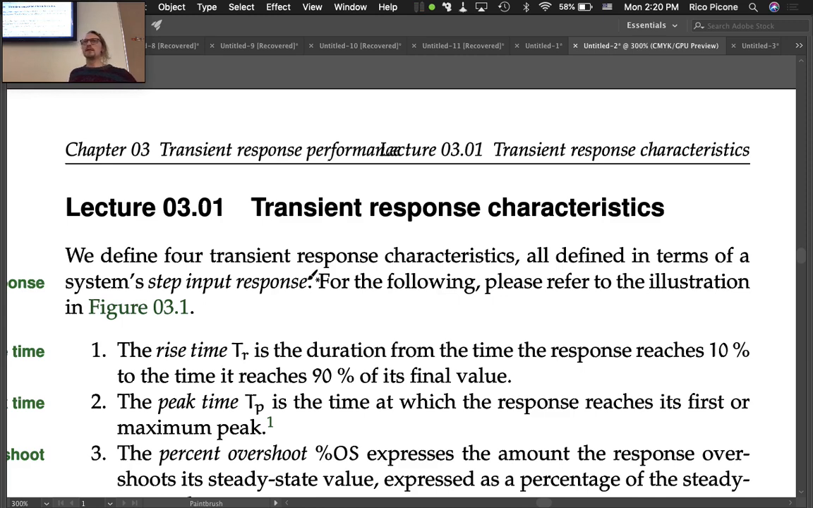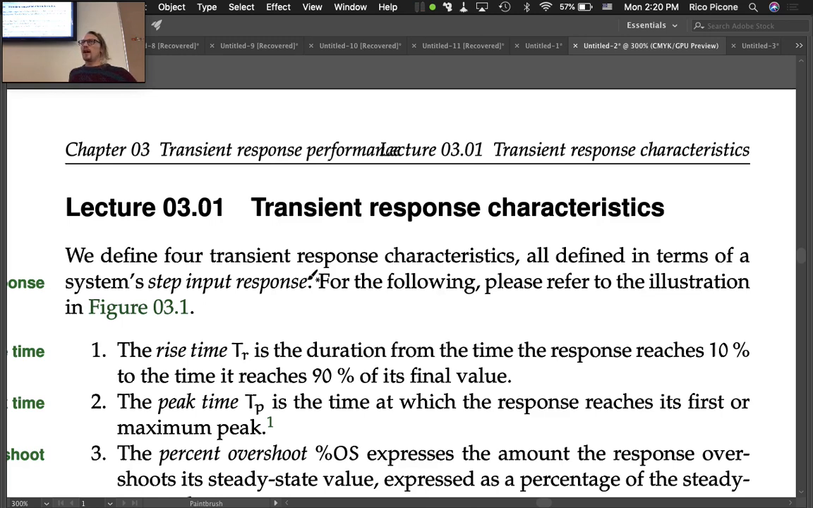So what you think of is the input is 0, and then when the time goes from negative time to 0, we step up to a single, 1 unit of whatever input we've got. And so that's the unit step function.